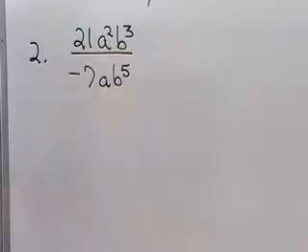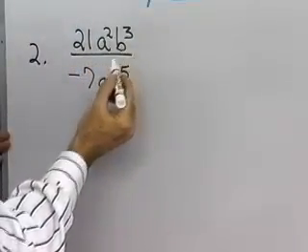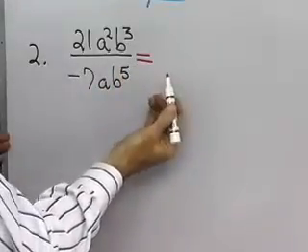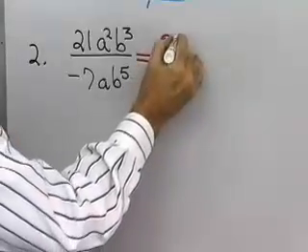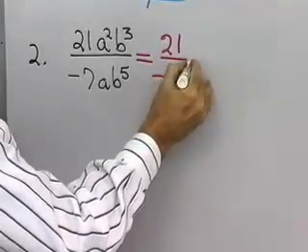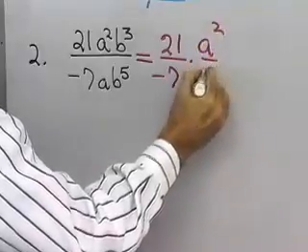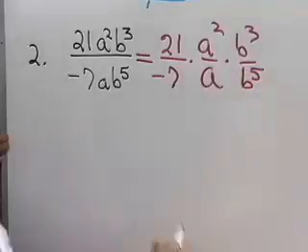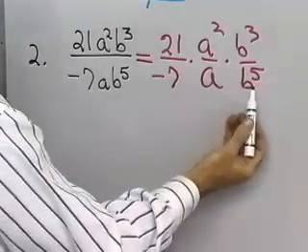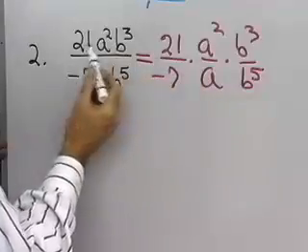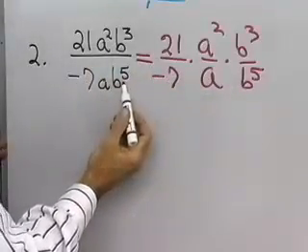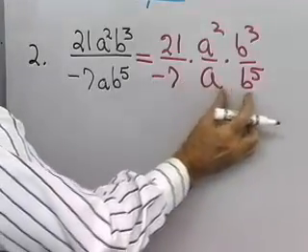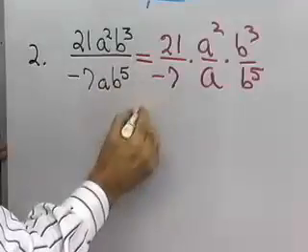Here's a division problem. 21a squared b cubed over negative 7a b to the 5th. Now we're going to sort of go backwards from multiplication with fractions to rewrite the problem this way. 21 over negative 7 times a squared over a times b cubed over b to the 5th. Now if I was going to multiply these three fractions out, I'd multiply numerators, I'd get this. Multiply denominators, I would get this. So I'm just showing that we can divide it back up like this and group the numbers together, the a's and the b's, as long as this is all multiplication and division.